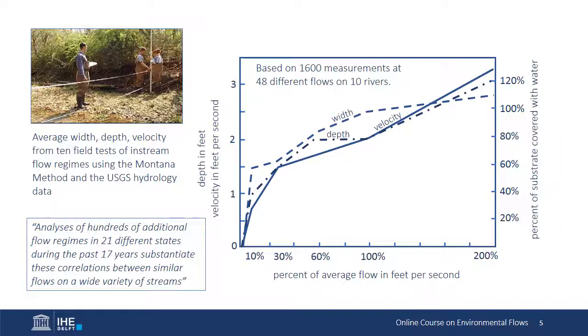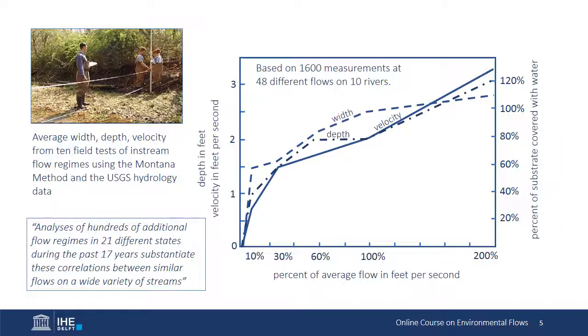The three curves in this figure present average results from 1,600 different measurements of velocity, depth, and percent of substrate covered with water, all on the y-axis, plotted against percent of average flow on the x-axis. These measurements were made as part of the effort to test the methodology. No indication is given of the range in these values, but meeting the condition objectives of the method, good, excellent, etc., is also not presented as strongly dependent on the precision of these relationships.